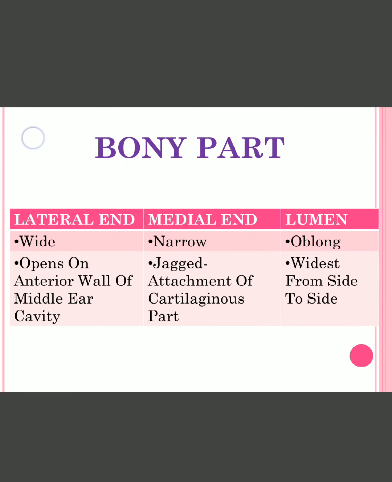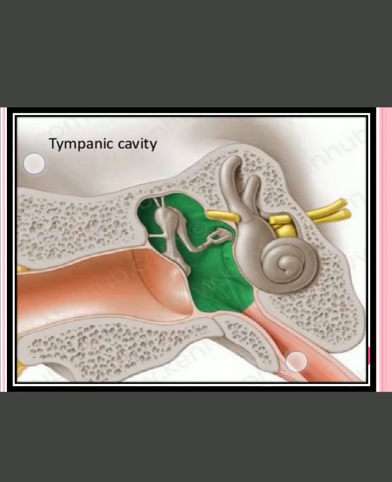The medial end would be narrow, jagged, and it is attached to the cartilaginous part. So on the opposite side, if this is the lateral end, this would be the medial end which joins with the cartilaginous part of the auditory tube. The lumen of this bony portion is wide from side to side.